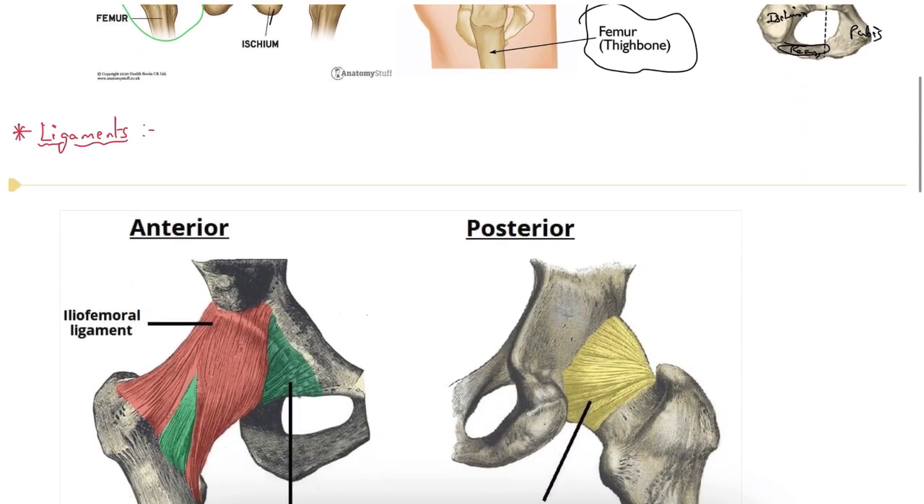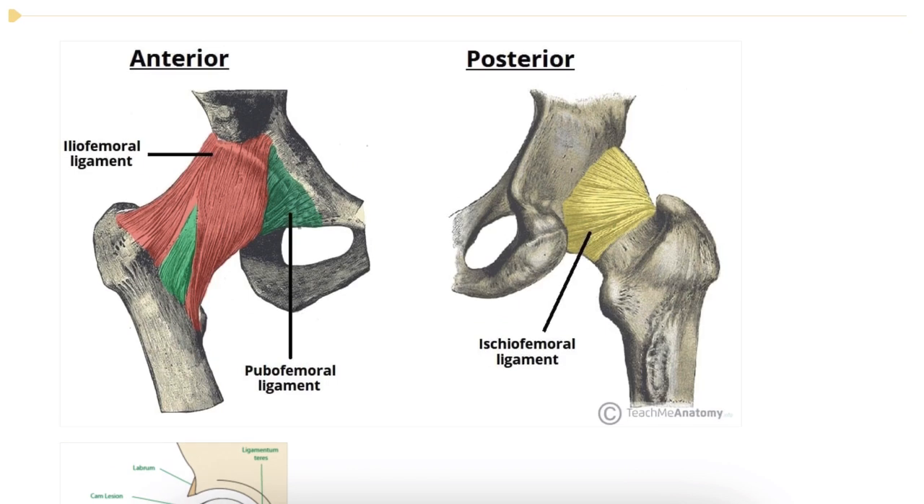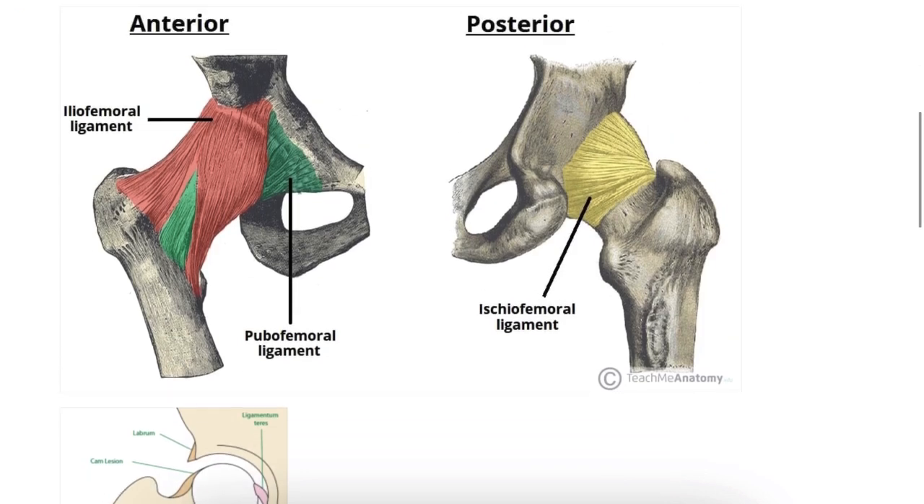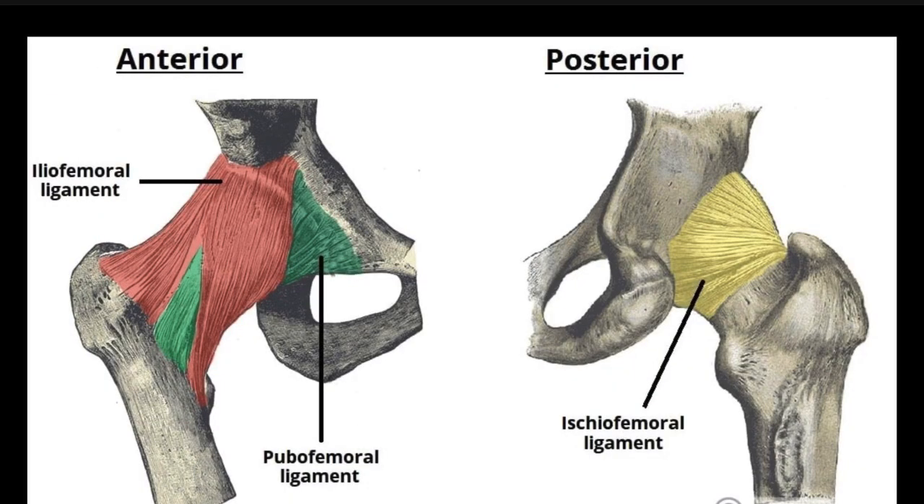Okay, so we can see some ligaments. First of all, this is the iliofemoral ligament. This ligament is very strong, the strongest, and mostly it prevents hyperextension of the hip. So this is a very important ligament, the iliofemoral ligament.